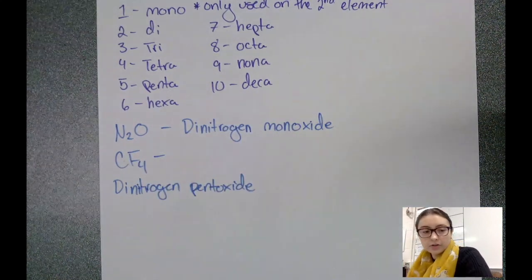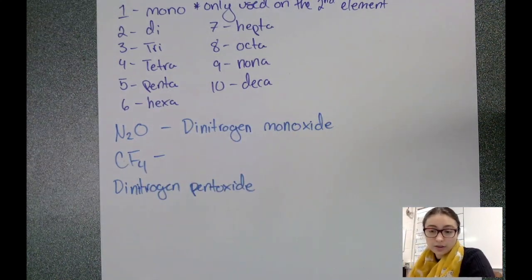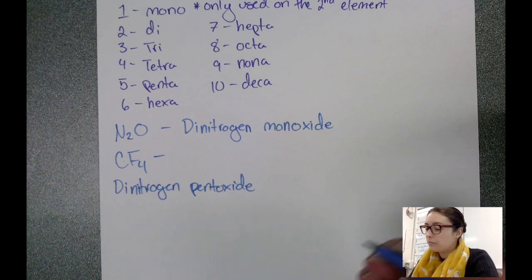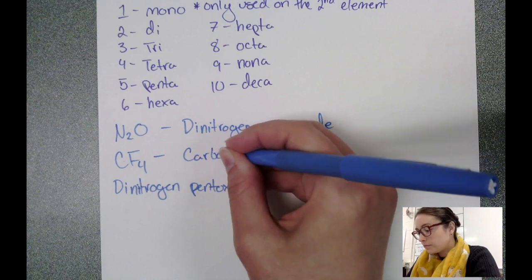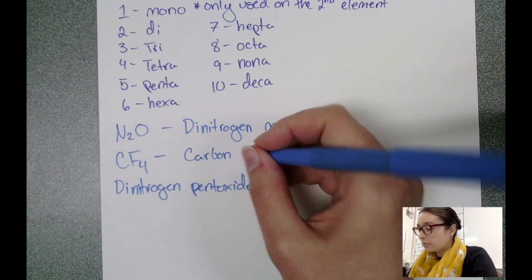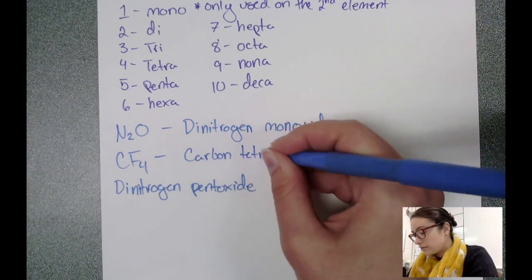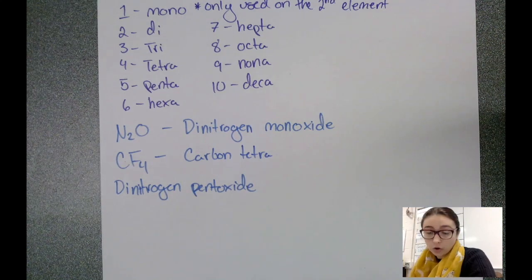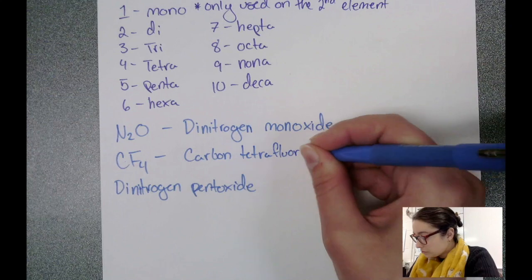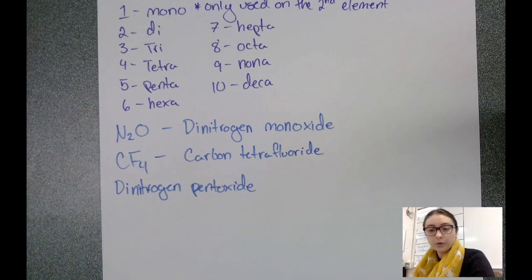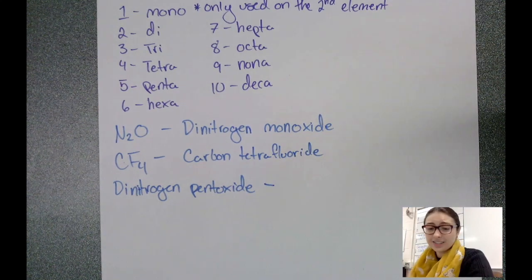CF4, there's no prefix, there's only one carbon there, only one C, but mono is only used on the second element, so we're just going to write carbon. F4, well, our prefix for 4 is tetra, and F is fluorine, which we're going to make fluoride. Boom, carbon tetrafluoride.